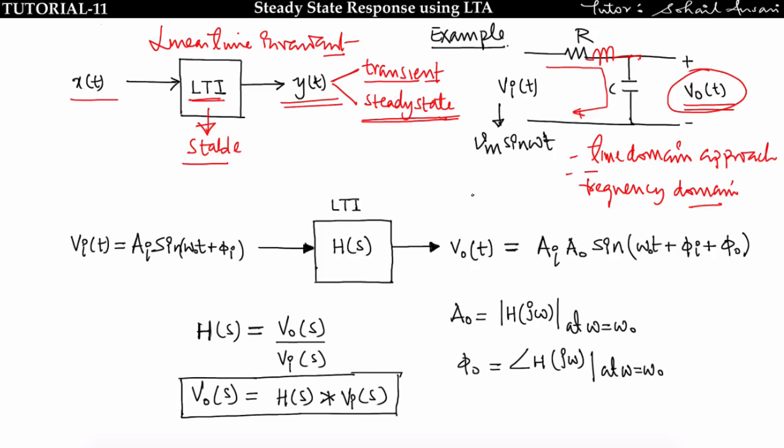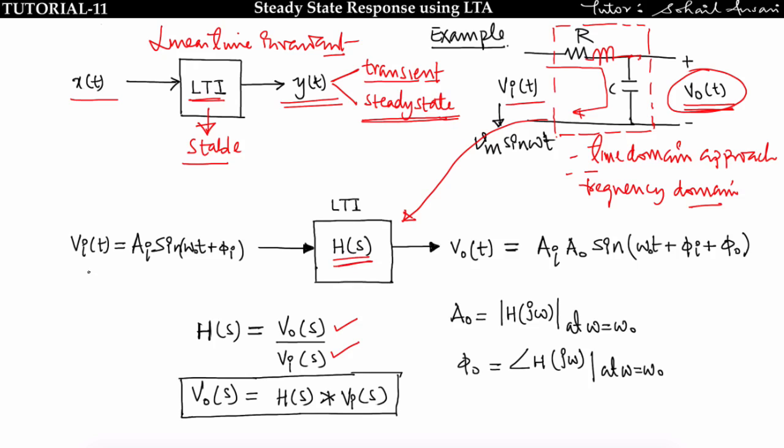By converting this circuit into the frequency domain, we will find the transfer function of that system, which is given by the Laplace transform of output upon the Laplace transform of input. We will convert this whole complex network into one block given as H(s). H(s) is the transfer function of the LTI system, which is given by the Laplace transform of output upon the Laplace transform of input. So we represent this circuit in the frequency domain by one block whose transfer function is H(s).